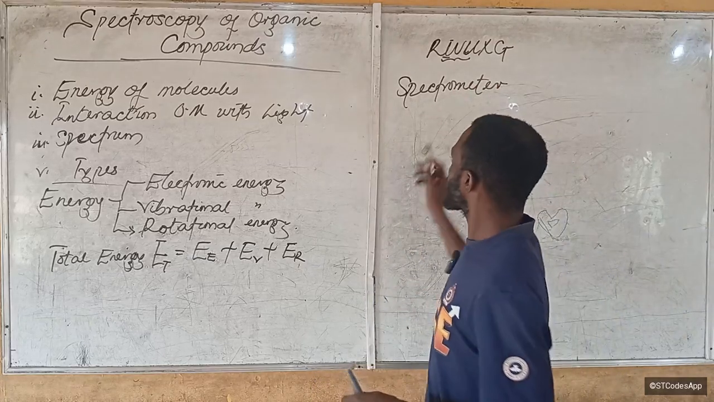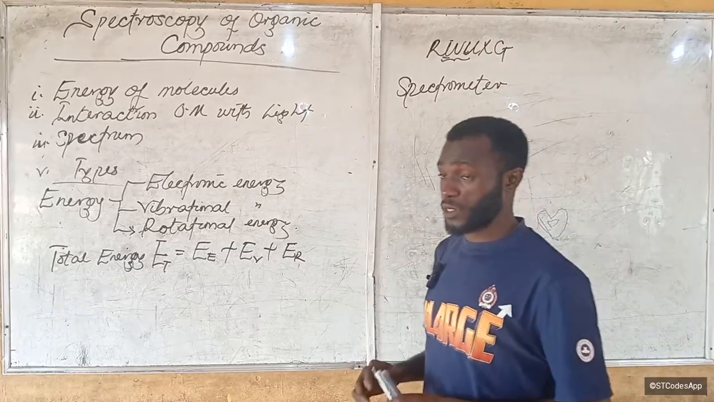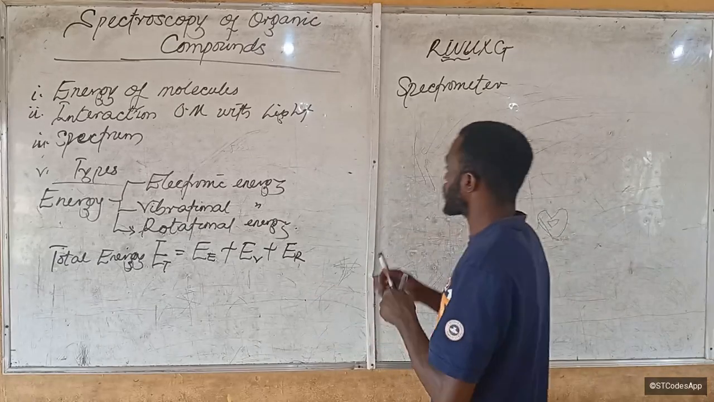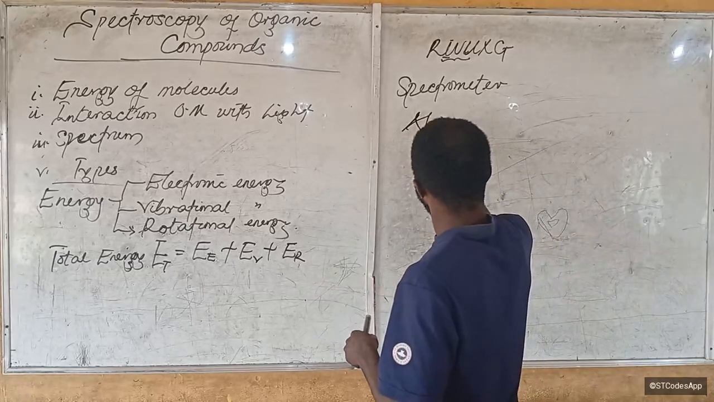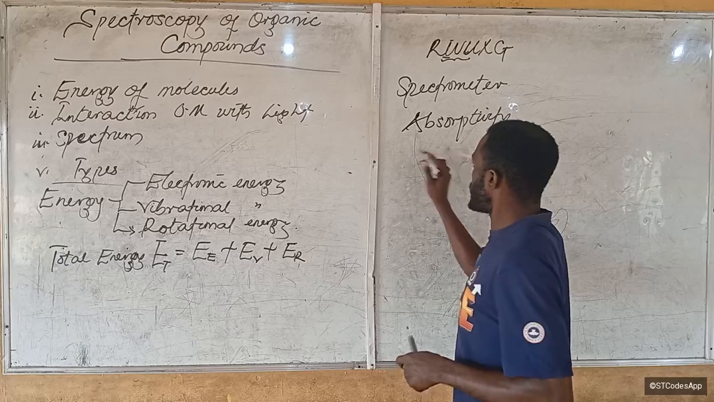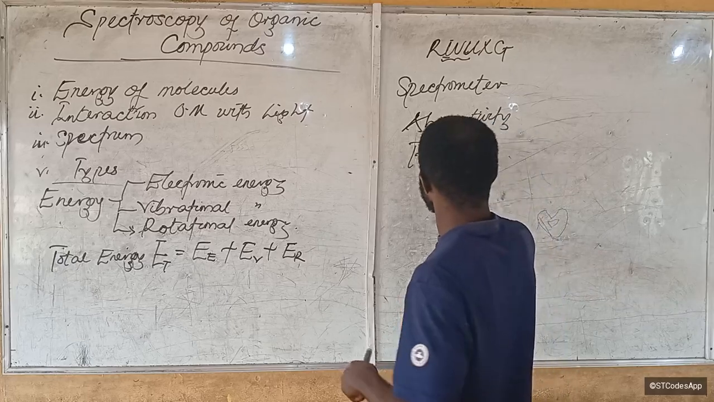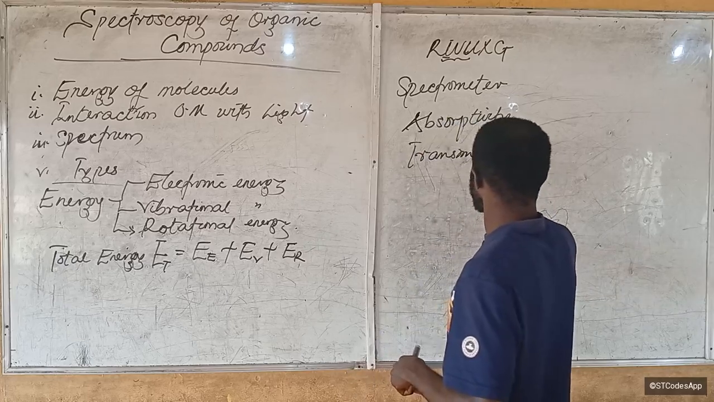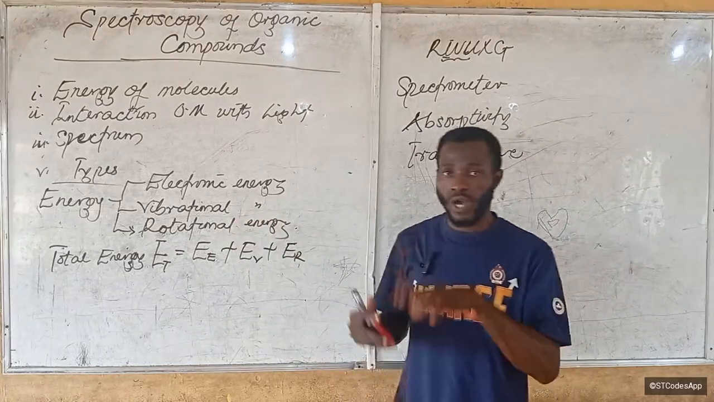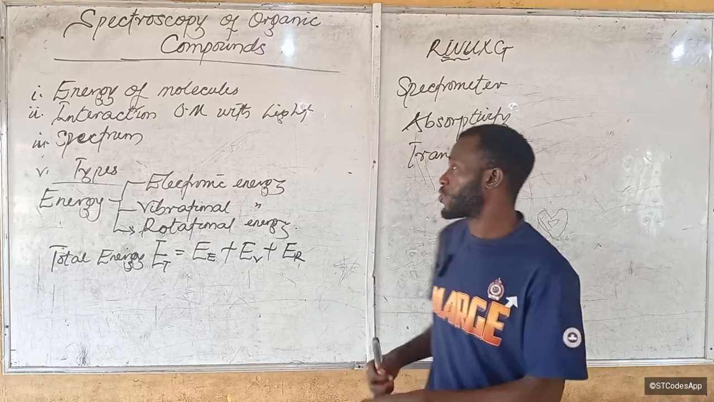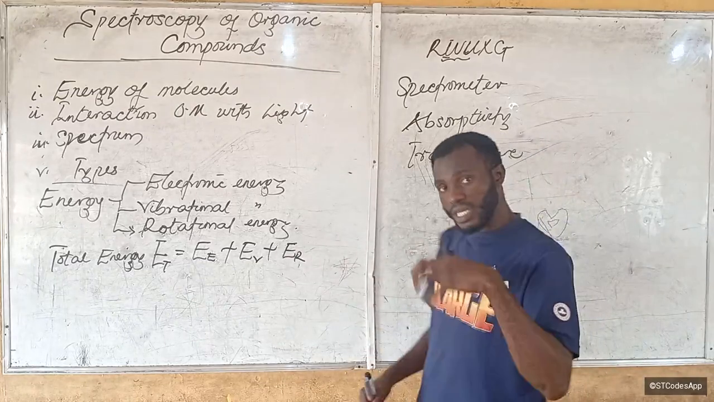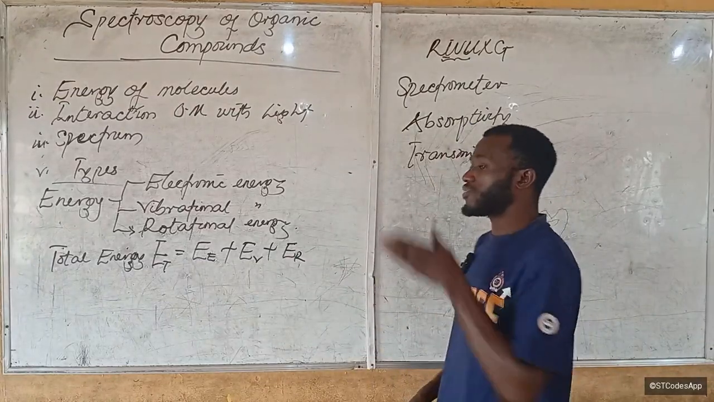Now, this spectrometer actually studies the absorptivity of the chemical. What do I mean by absorptivity? We have absorption and transmittance. Absorption and transmittance occur when light touches a chemical. So it studies how much light the chemical absorbs and how much light it gives off.